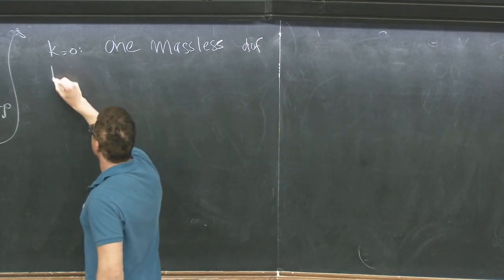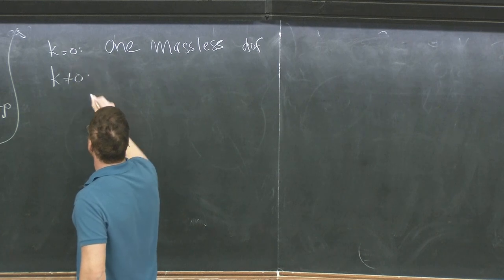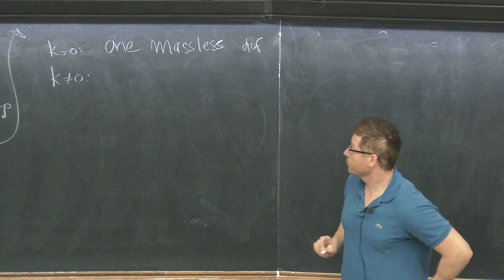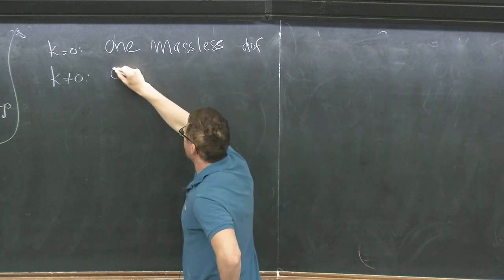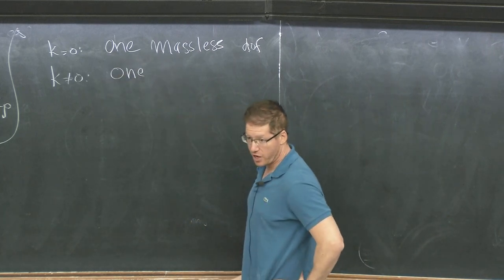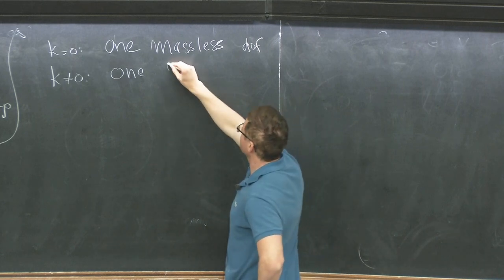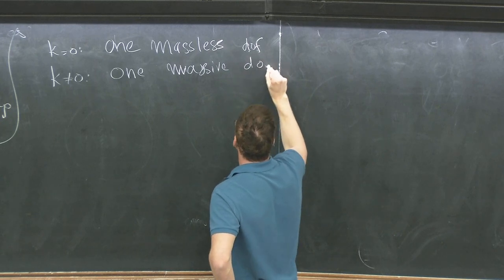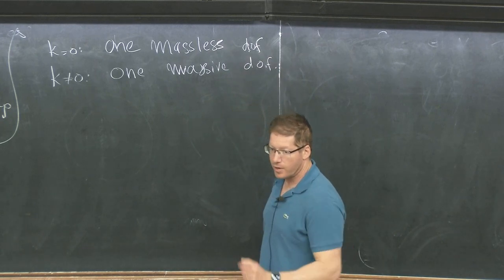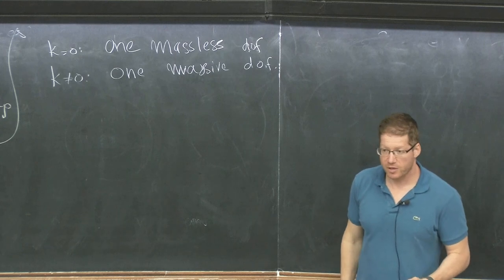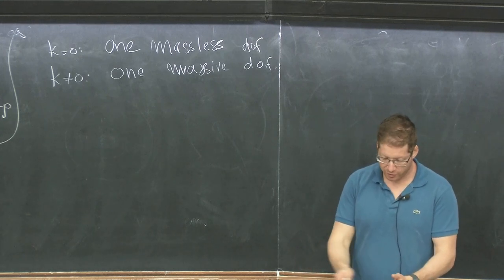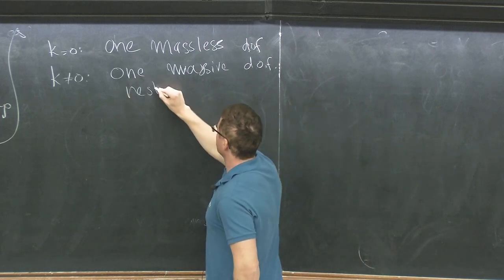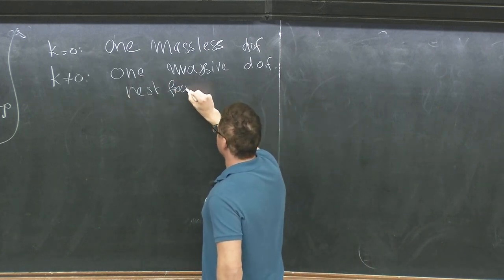Now, for non-zero k, I'll explain it soon, but the point is that there's still one degree of freedom. We haven't changed the number of degrees of freedom, but now it's massive. Now, when you have a massive degree of freedom in 2 plus 1 dimensions, like in any other number of dimensions, you can just go to the rest frame, and ask what is the spin.